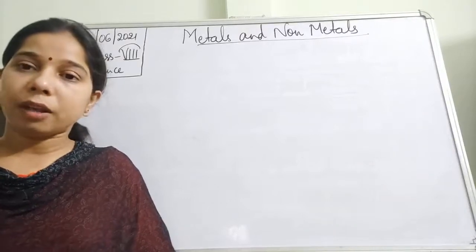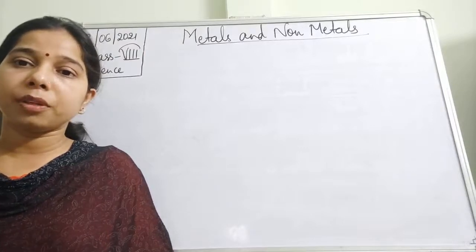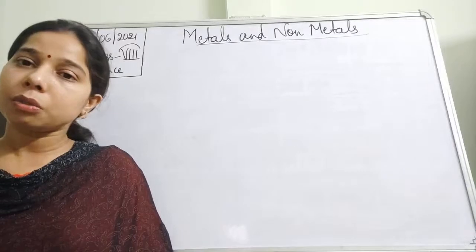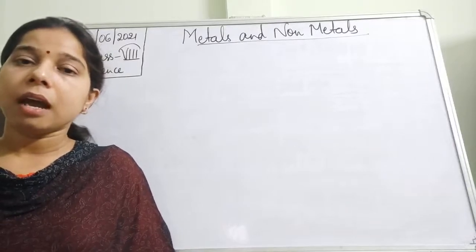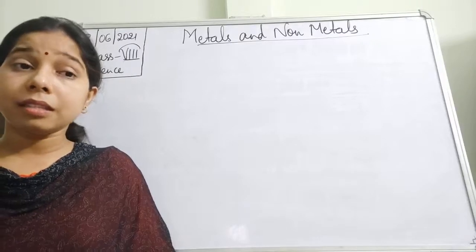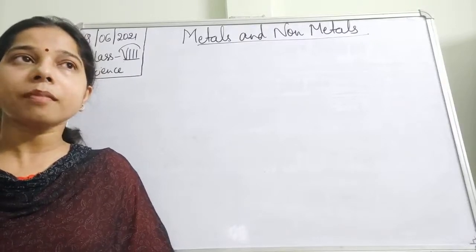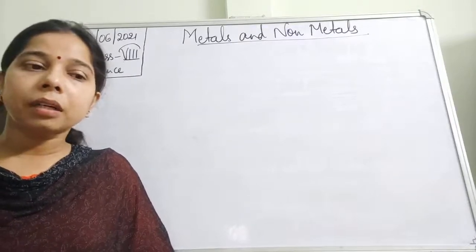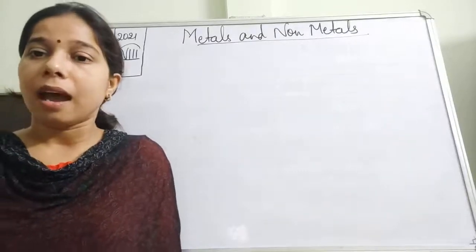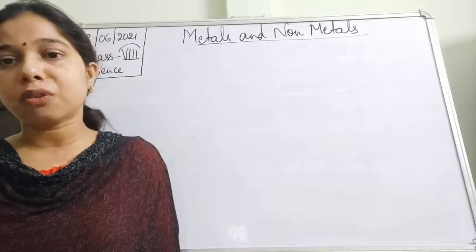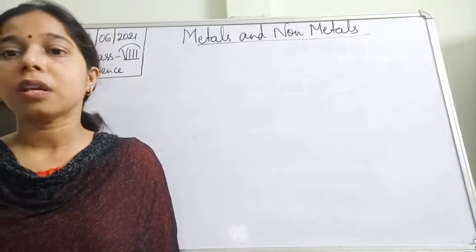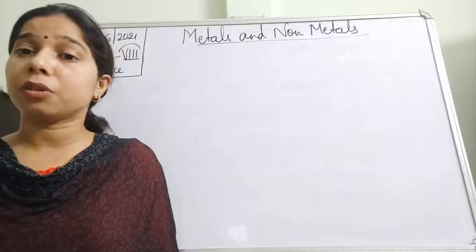Second is aluminium. So how do we use aluminium? Basically aluminium is also a kind of cheap metal. Aluminium is a very good conductor of heat and electricity, and because of this property, aluminium is used in making electric wires. It is also used in making utensils.